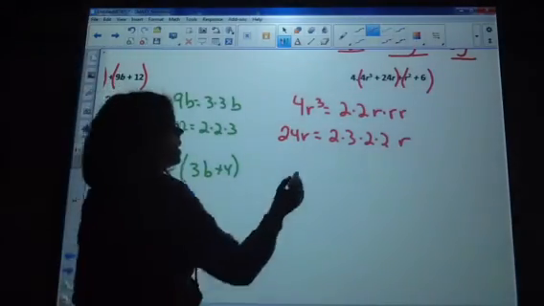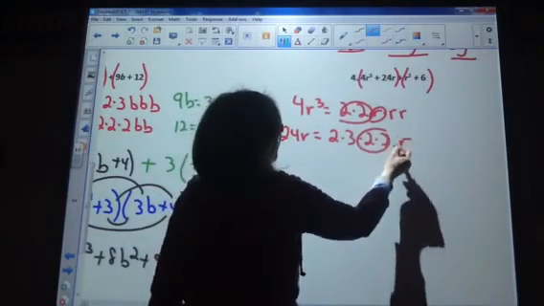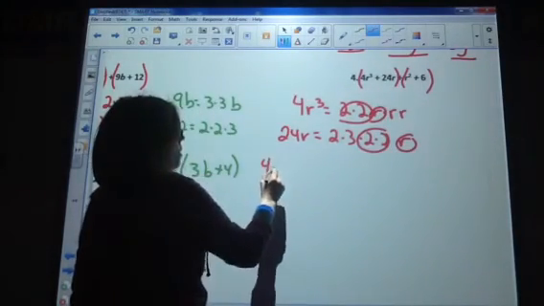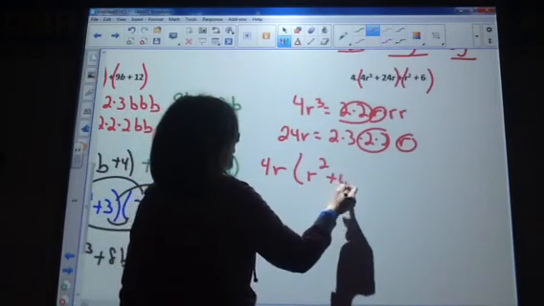What do they have in common? We have 2 2's and 1 r. So that's 4r. What's left? R squared plus 6.